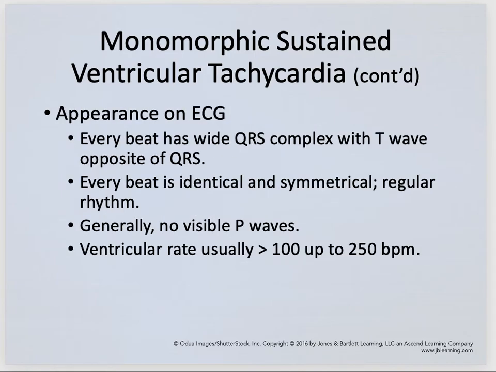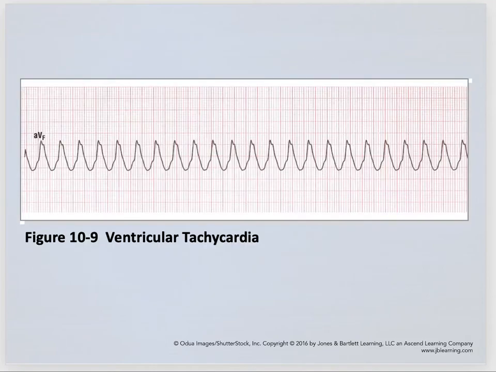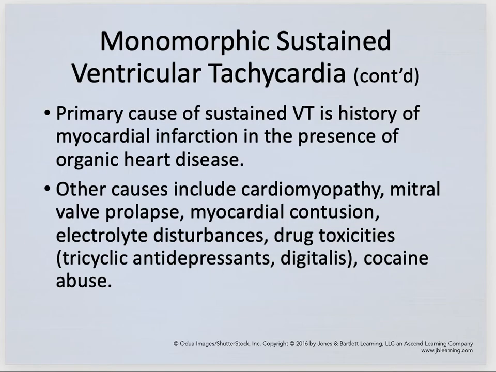So the appearance on the EKG: every beat has a wide QRS complex with a T wave. Every beat is identical and symmetrical. Generally, no visible P waves are going to happen, and the rate's usually above 100. That's what monomorphic looks like, right? So this is what we're going to say is VTAC on the test. This is a run of VTAC. This is monomorphic because every beat looks the same. It's an identical and symmetrical pattern. It's coming from the same foci.